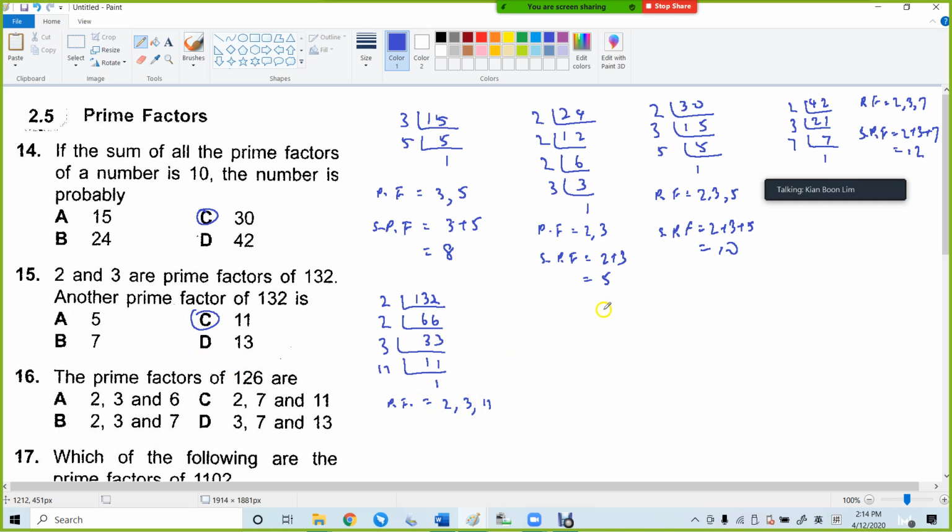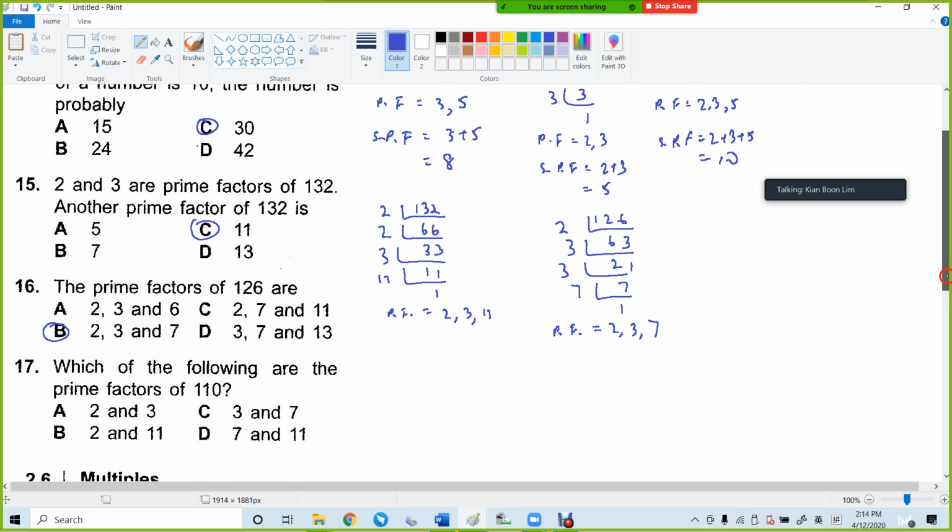And 126. I want to find the prime factors. 63, and then divide by 3, 21, divide by 3, 7, divide by 7, 1. So the prime factors of this number are 2, 3, and 7. 2, 3, and 7. Okay, so number 17.